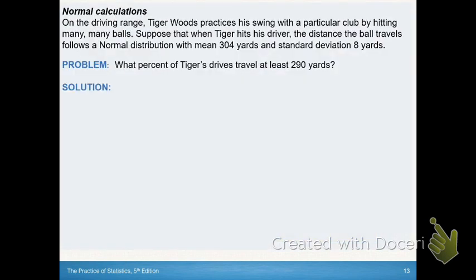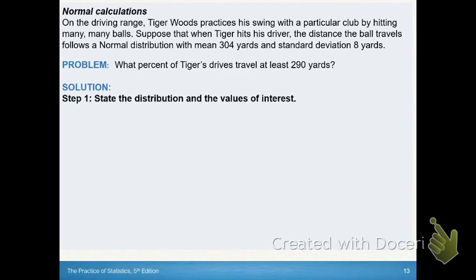Let's try an example. On the driving range, Tiger Woods practices his swing with a particular club by hitting many, many balls. Suppose that when Tiger hits his driver, the distance that the ball travels follows a normal distribution with mean 304 and standard deviation 8 yards. What percent of Tiger's drives travel at least 290 yards?